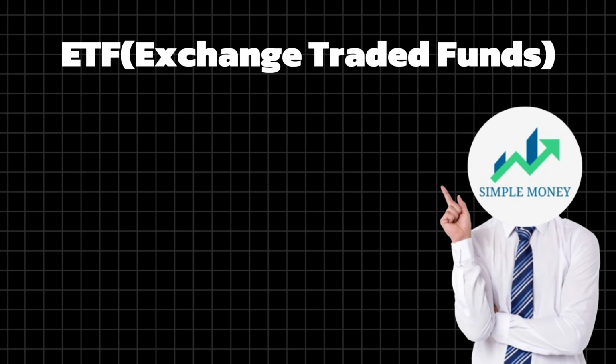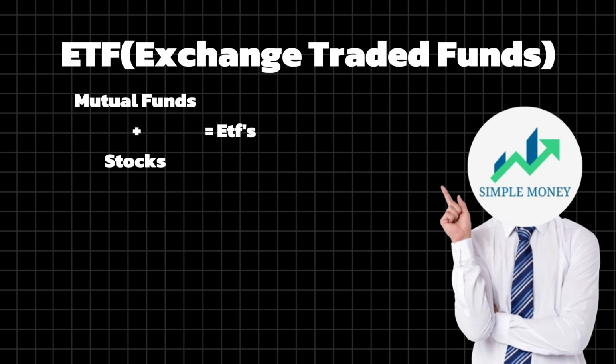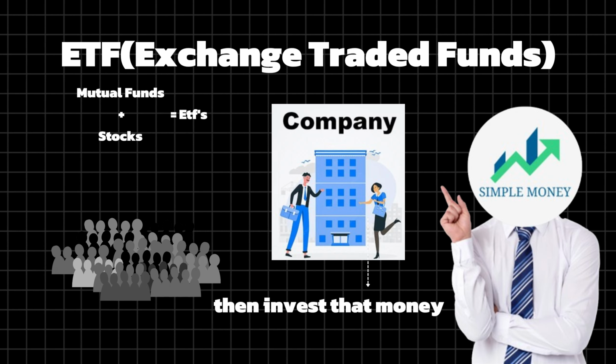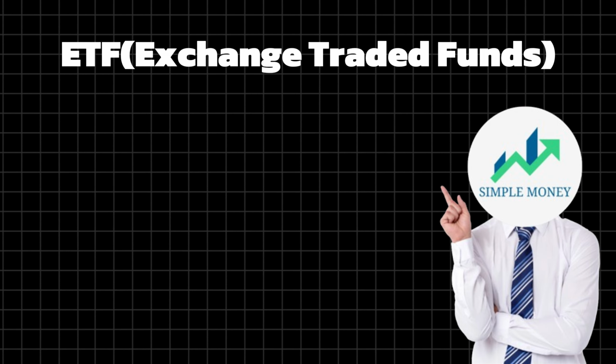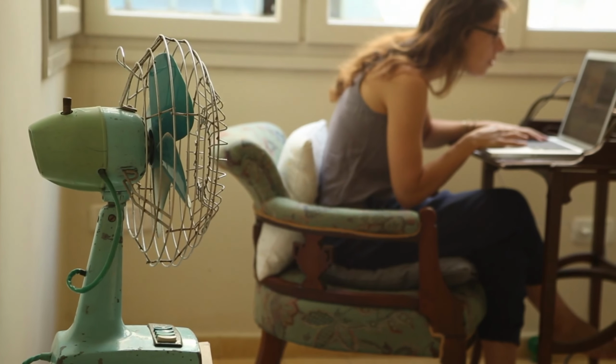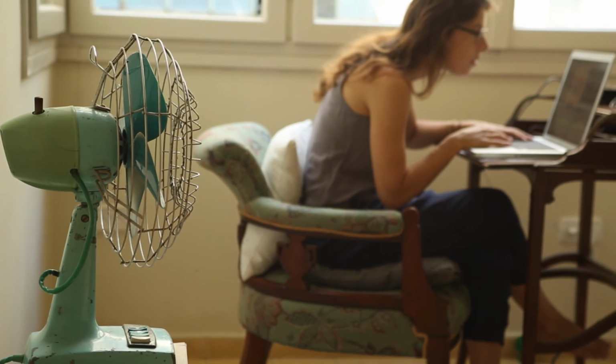ETFs, or exchange-traded funds, are like a mix between mutual funds and stocks. Similar to mutual funds, they pool money from investors to buy a diversified portfolio of assets. But unlike mutual funds, ETF shares are traded on stock exchanges throughout the day. This means you can buy or sell ETF shares anytime during market hours at the prevailing market price.